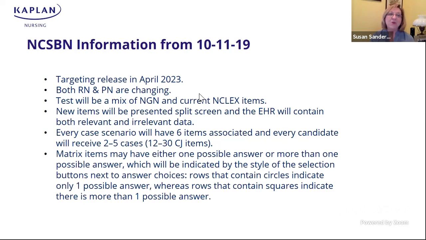Now, this is a nuance, a hint really, that the matrix items may either have one possible answer or more than one. And that'll be indicated by the type of button that is on the answer choices. Rows that contain circles indicate just one answer, whereas if it's a square, it indicates more than one possible answer.